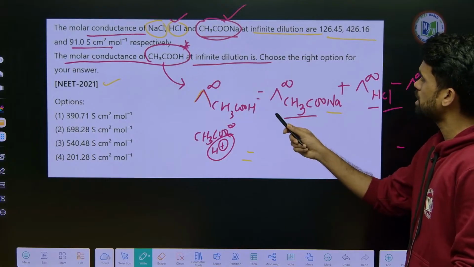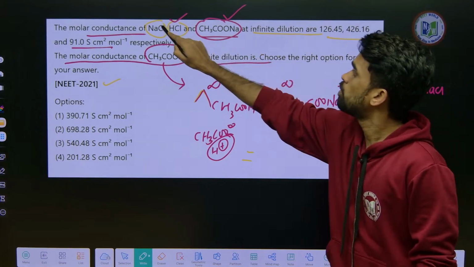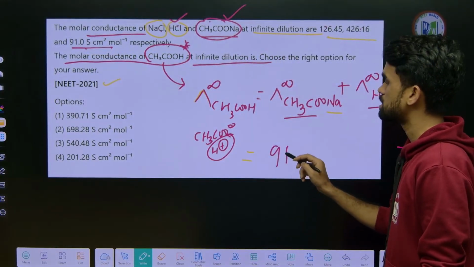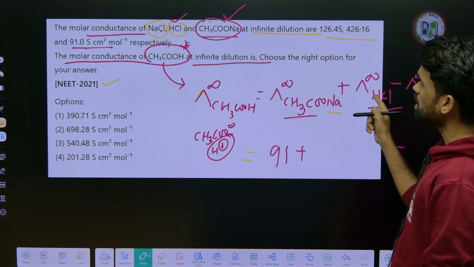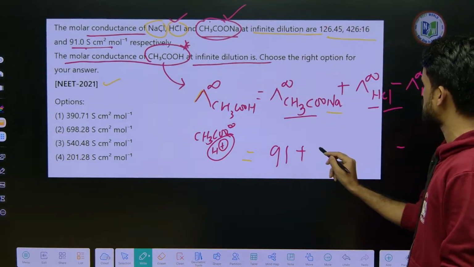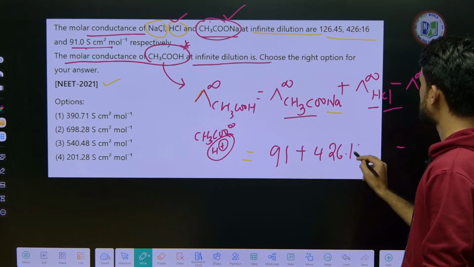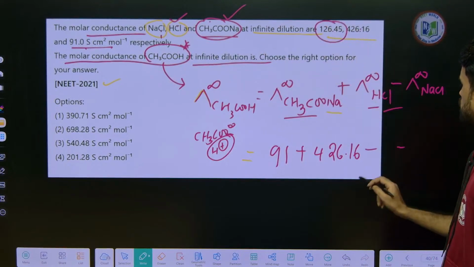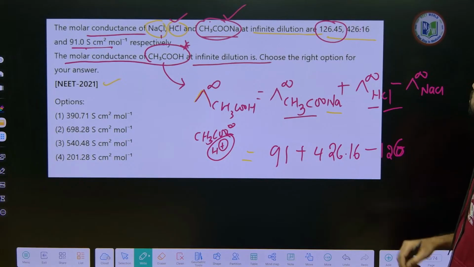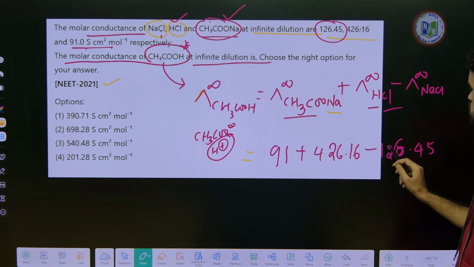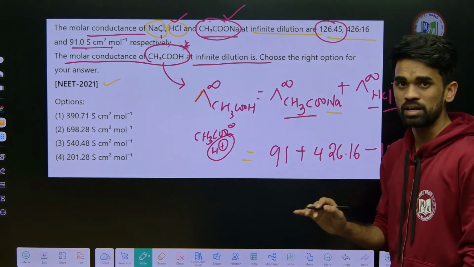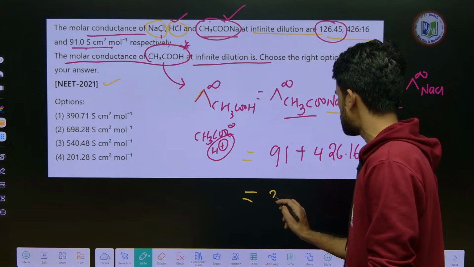So just say here the sodium acetate value is how much? 91 is the value for your sodium acetate. The next one, HCl, the second value is how much? 426. So 426 minus, for NaCl, that is the first value here, 126. So how much will you be getting here? 426 minus 126 is 300. So the remaining will be how much? 300 plus 91 is 391 right now. So we are getting the answer around 391.